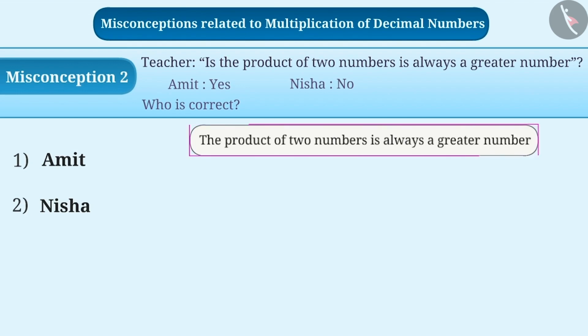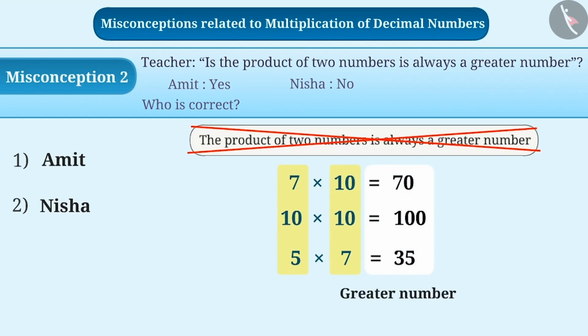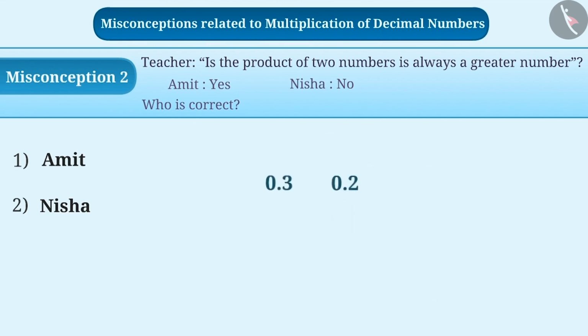If they are asked to verify this, then they give examples of multiplication of two whole numbers like 7 multiplied by 10 is equal to 70, 10 multiplied by 10 is equal to 100, and 5 multiplied by 7 is equal to 35, etc. And they explain that the product of two numbers is greater than those numbers. But this is a misconception. The product of whole numbers is definitely a greater number, but is the product of decimal numbers also a greater number? Think for a while.